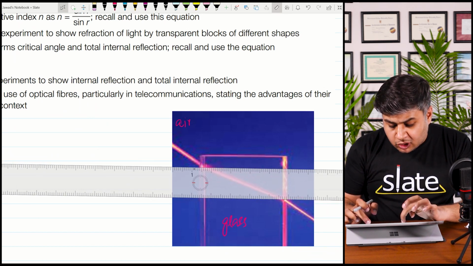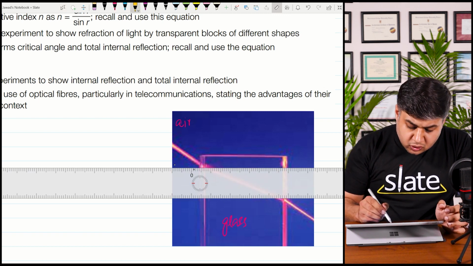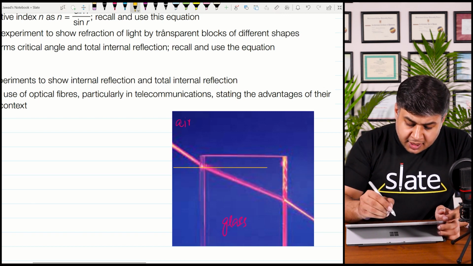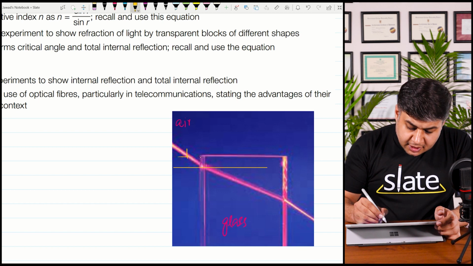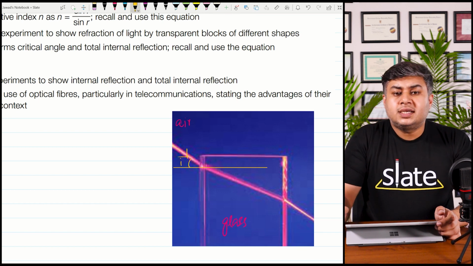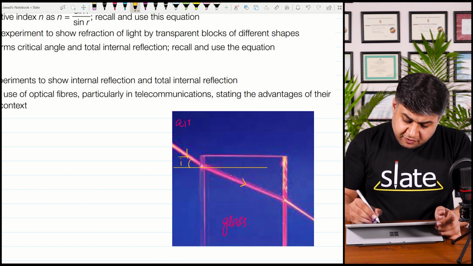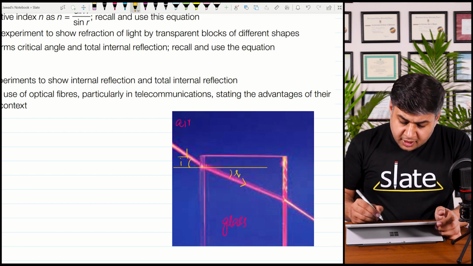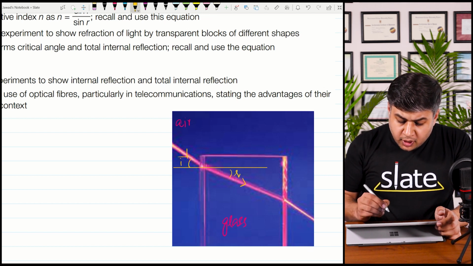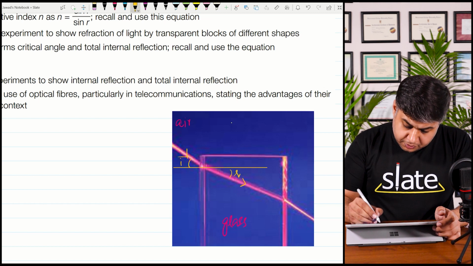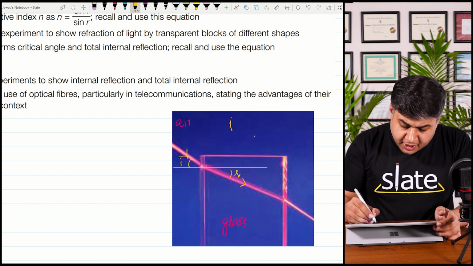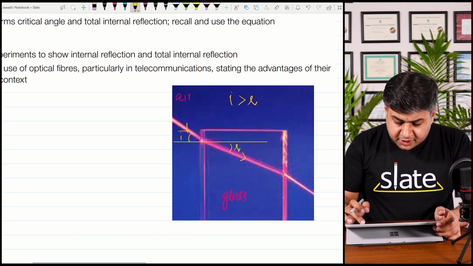So glass की surface के ऊपर आपने ये एक line draw की है. This is normal. So this ray is approaching the glass. This is incident ray and this is angle of incidence. This is refracted ray and this is angle of refraction. So you can say that when the ray is incident from rare medium to dense medium, angle of incidence is greater than angle of refraction.